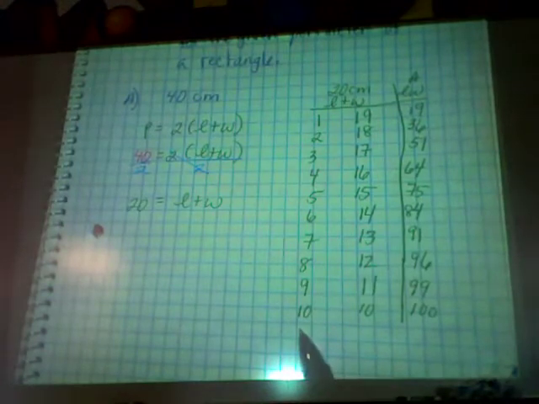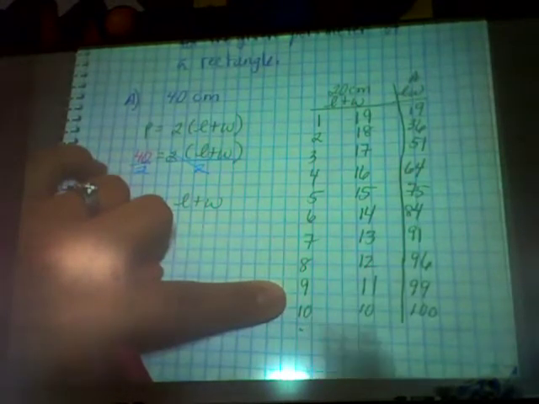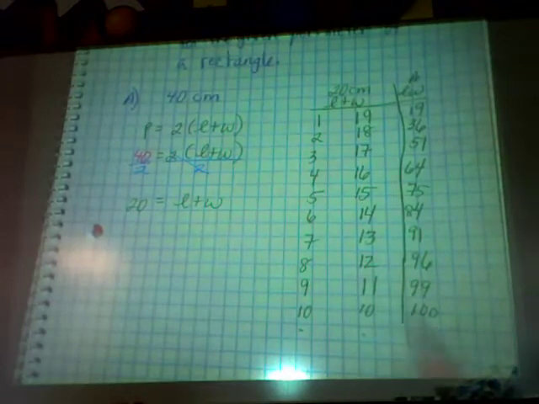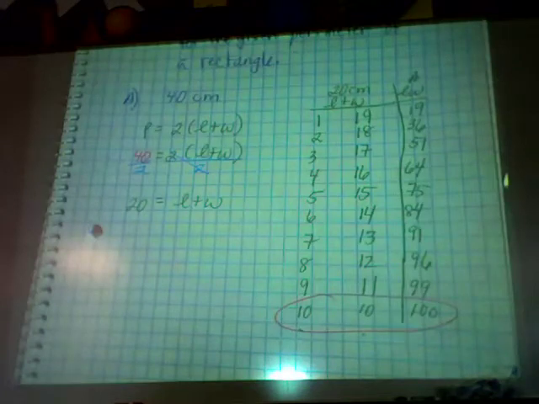What happens if I do 11 here? I'm going to get 9, and don't I have 11 and 9 here? So once these reach the same number, I can stop. What turned out to be my maximum area? Which is a 10 by 10. Oh, what kind of figure is that? A square. Is a square a rectangle? Yes, it is. It's a special rectangle.